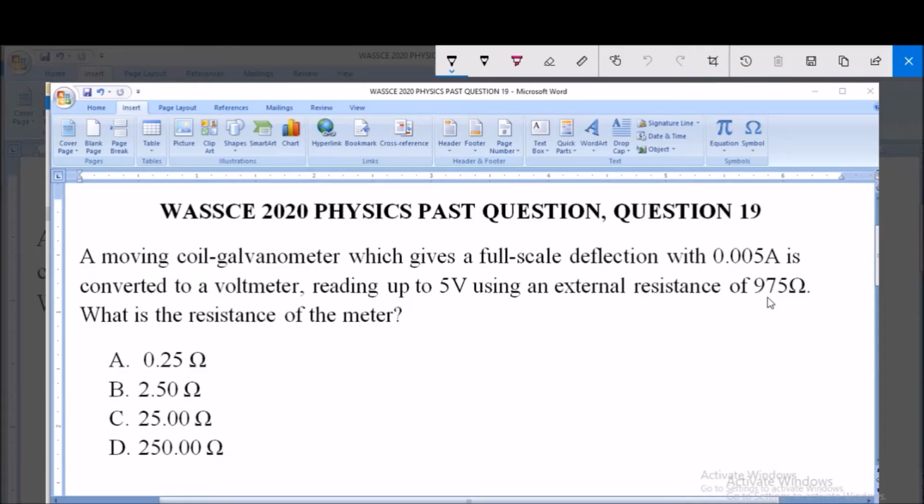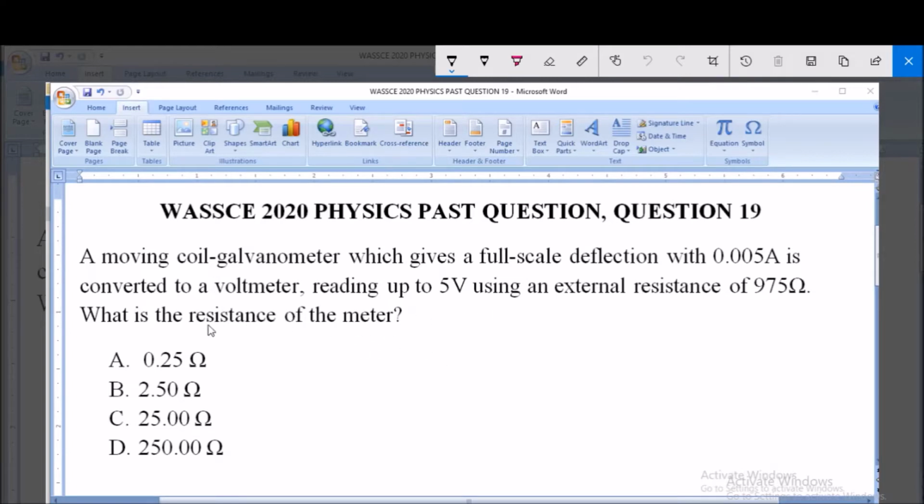I will be answering WASSCE 2020 Physics Past Question, question 19. A moving coil galvanometer which gives a full-scale deflection with 0.005 amperes is converted to a voltmeter reading up to 5 volts using an external resistance of 975 ohms. What is the resistance of the meter, that is the resistance of the galvanometer? A 0.25 ohms, B 2.5 ohms, C 25 ohms, and D 250 ohms.